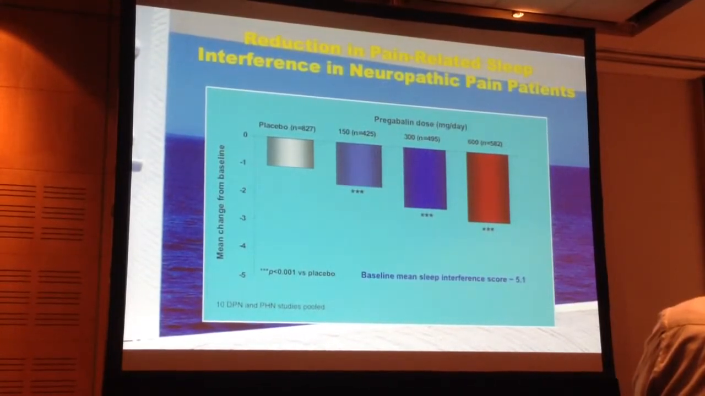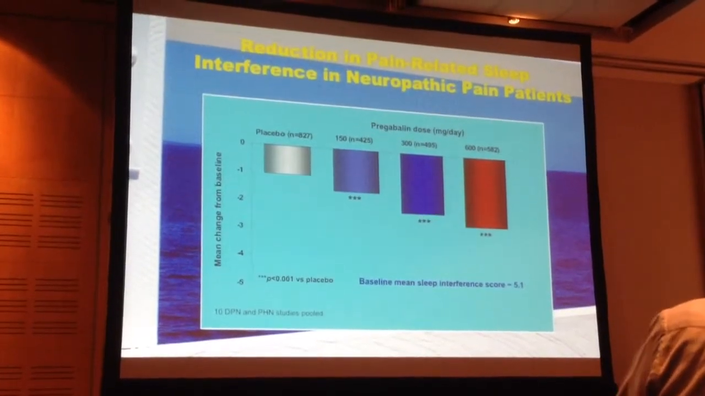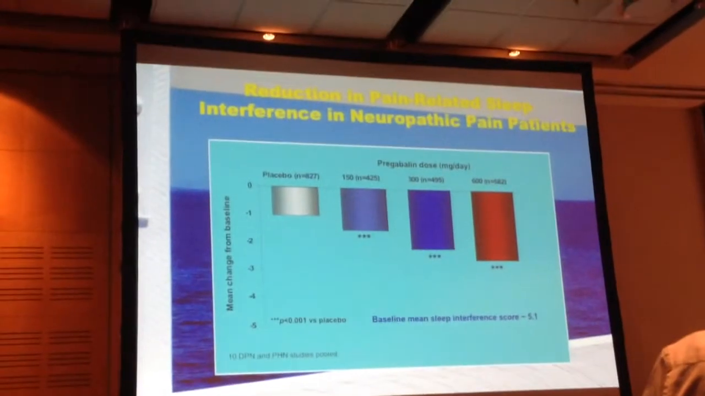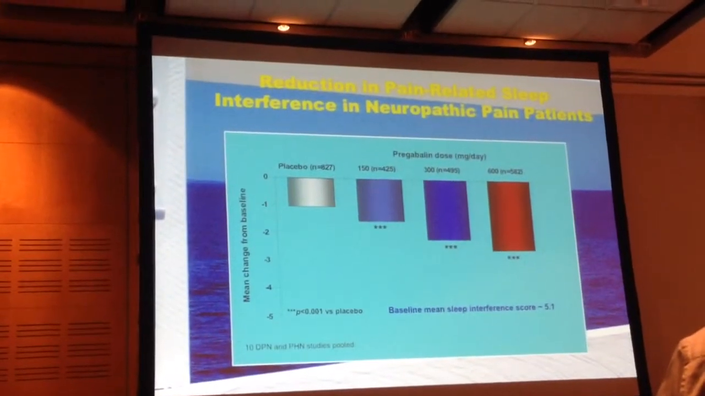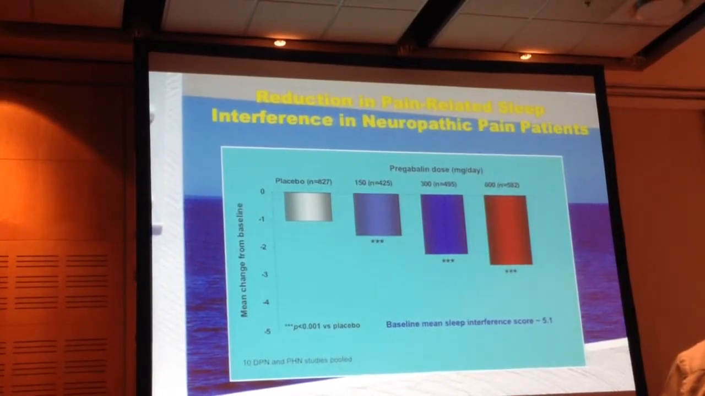And therefore, drugs which are helping sleep improvement shown here are very, very helpful. Pregabalin is also, together with gabapentin, these two drugs, the group of drugs which are effective in central neuropathic pain.